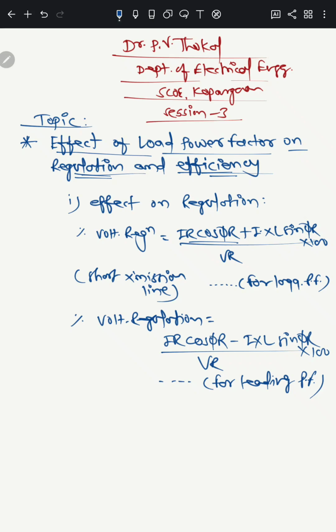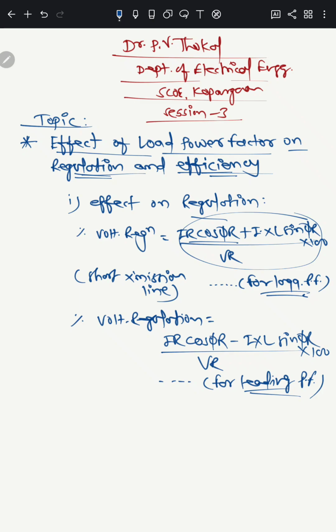If you consider these two points for regulation: considering the lagging power factor, we have written the formula for voltage regulation as I R cos phi R plus I into X L sin phi R divided by V R into 100 for a short transmission line. And for leading power factor, we have written the percentage voltage regulation as I R cos phi R minus I into X L sin phi R divided by V R into 100.